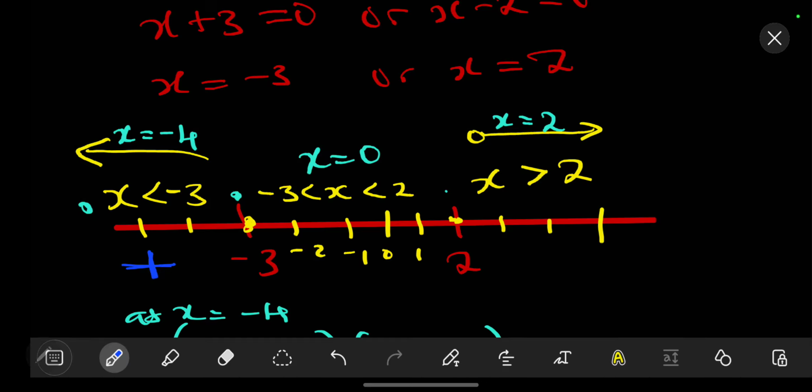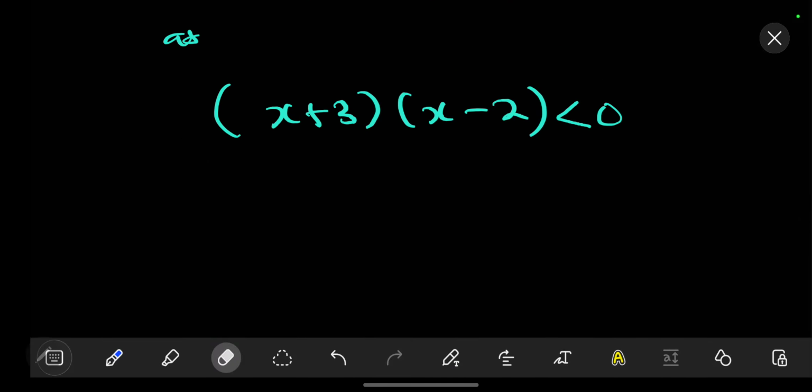So let's see what the sign will be here. Our sign has to be negative for us to use it, because we are saying that whatever the product is, it should be less than 0 according to what we have.